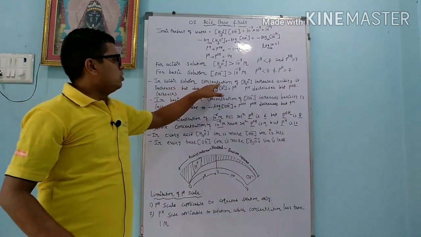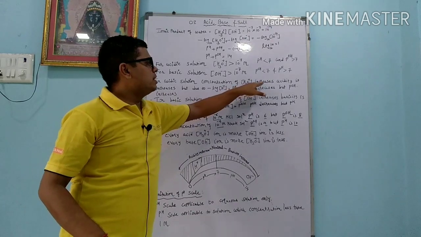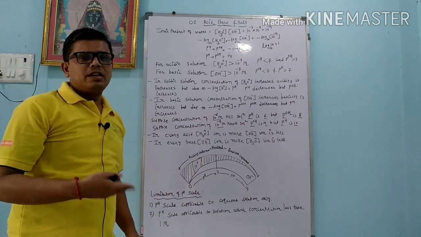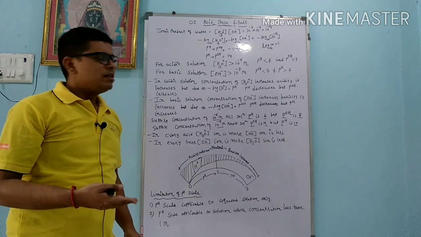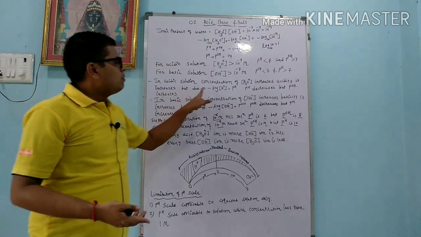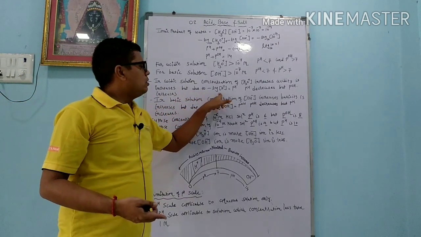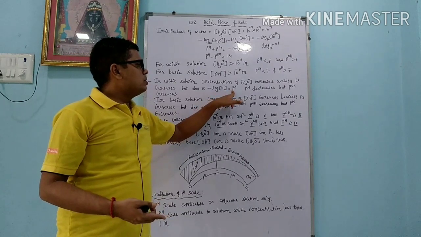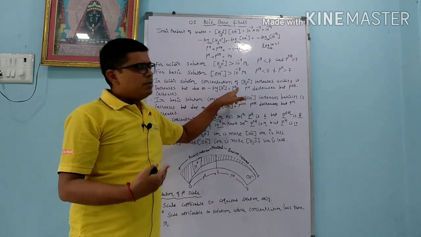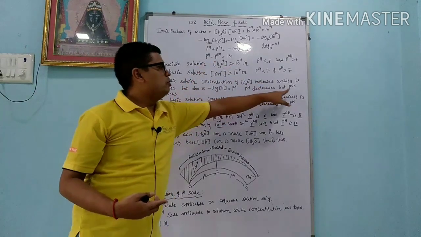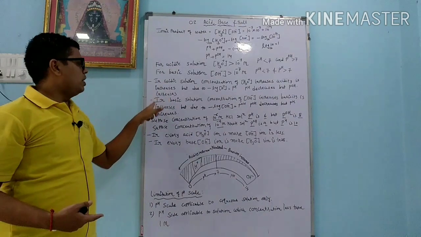If in an acidic solution the concentration of H3O plus ion increases, acidity increases. But when we apply minus log to the concentration of H plus or H3O plus ion, the pH value decreases. When pH value decreases, automatically pOH value is what? Increases. Same way in the pOH.